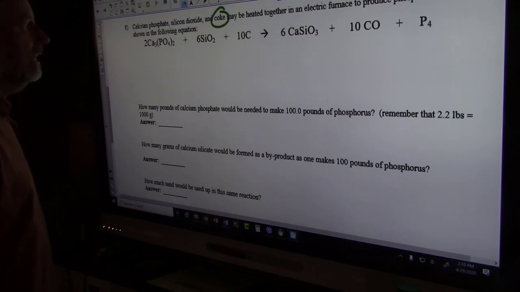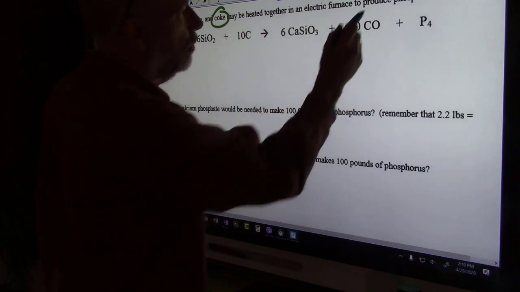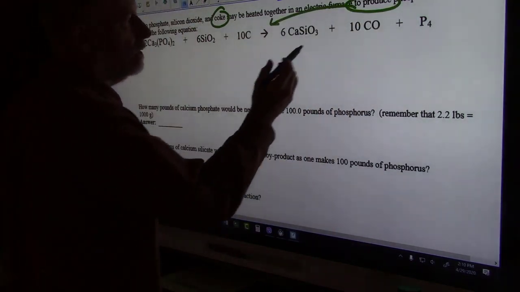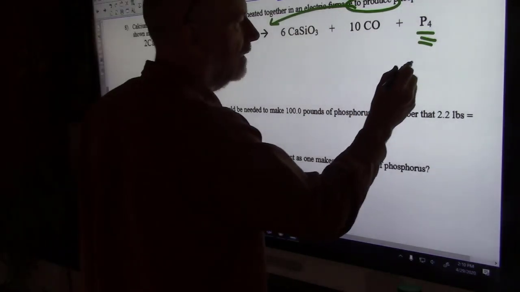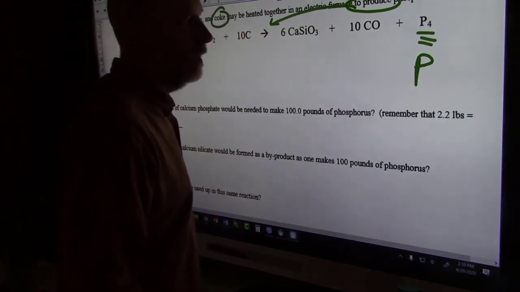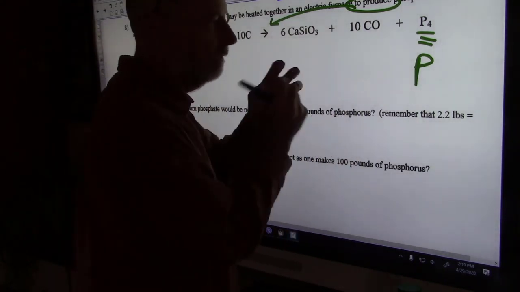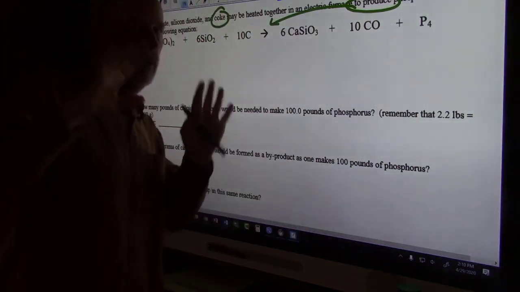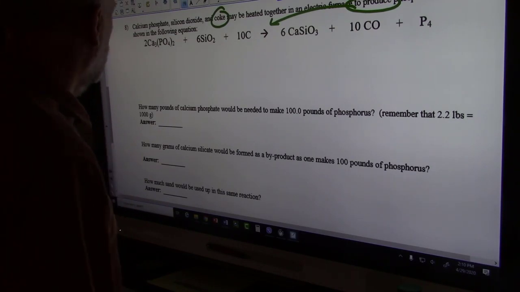And coke may be heated together, so heat them together in an electric furnace to produce, that means arrow, right? Phosphorus. Now, phosphorus is weird. It's not one of the lucky 7. You'd expect it to just be P. But phosphorus is kind of weird. It makes P4. So my apologies. It's not my fault. Blame Mother Nature. Produce phosphorus as shown in the following equation.